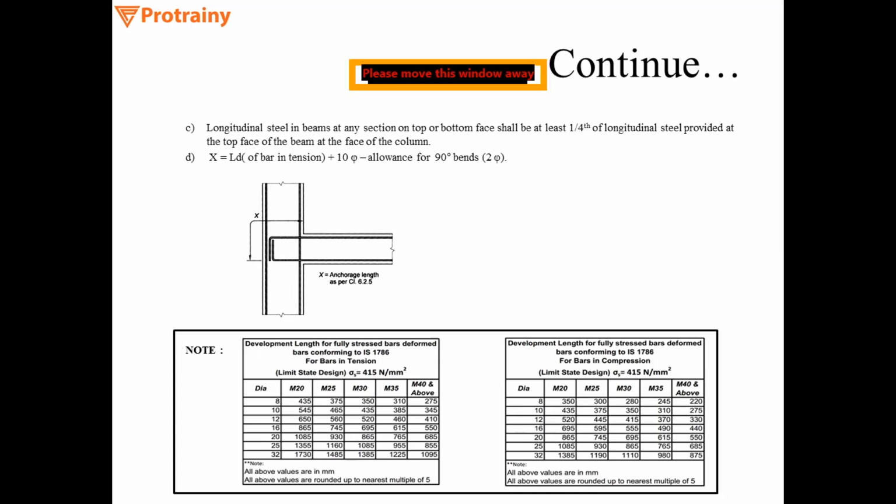I have provided certain development length criteria, development lengths for different bars and different grades of concrete, considering a constant grade of steel, which is 415 for limit state design, at the tension zone and at the compression zone. On the left hand side is the tension zone, and on the right hand side the compression zone. It is written in the note.